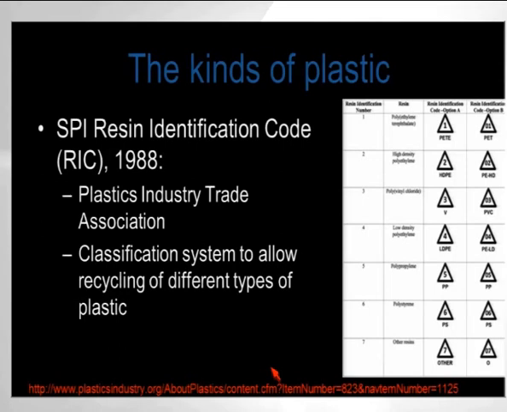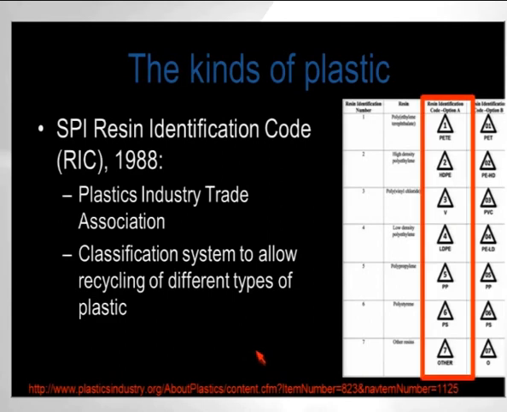Switching gears again, plastics. Well, we decided to use the resin identification code proposed by the Plastics Industry Trade Association, which allows the recycling of different types of plastic. And I'm sure you're all familiar with these numbers.